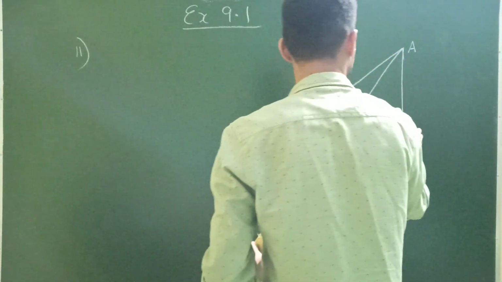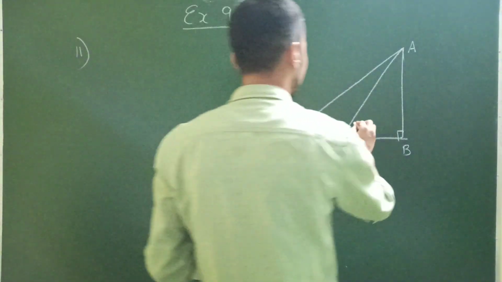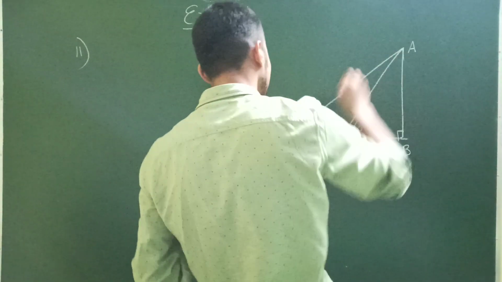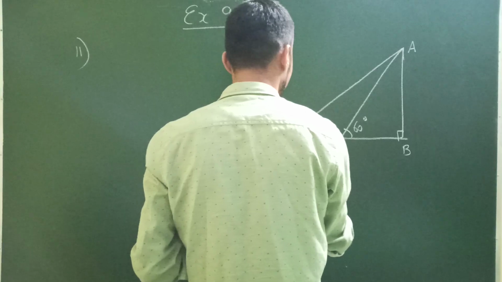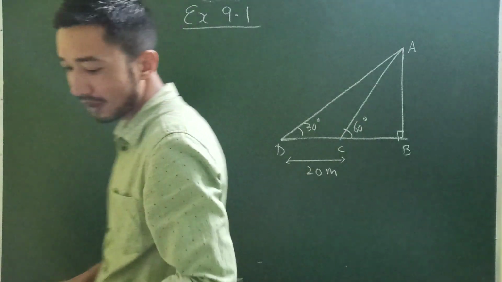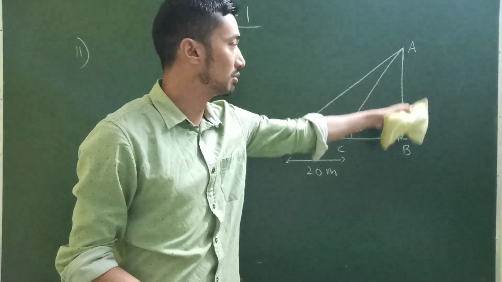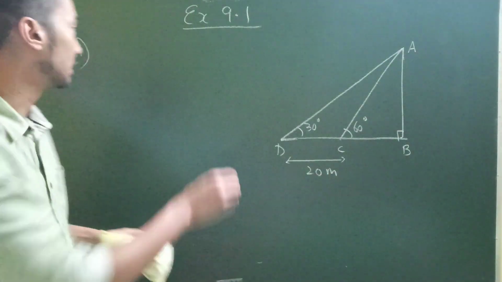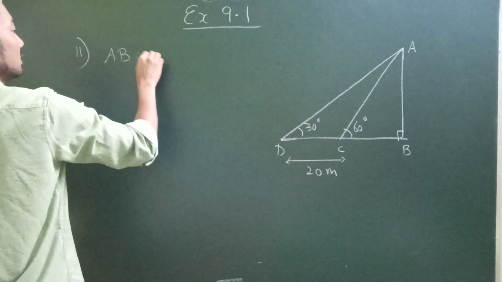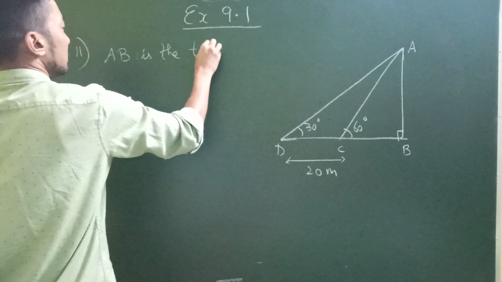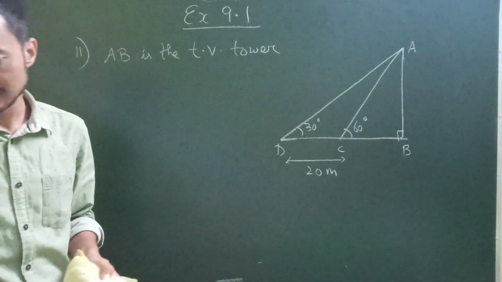These are certain angles, I believe, which are given in the question: 60, 30, and this is 20. Now what is all this? Let's see. A TV tower stands vertically on a bank. So this is supposed to be the TV tower, AB.